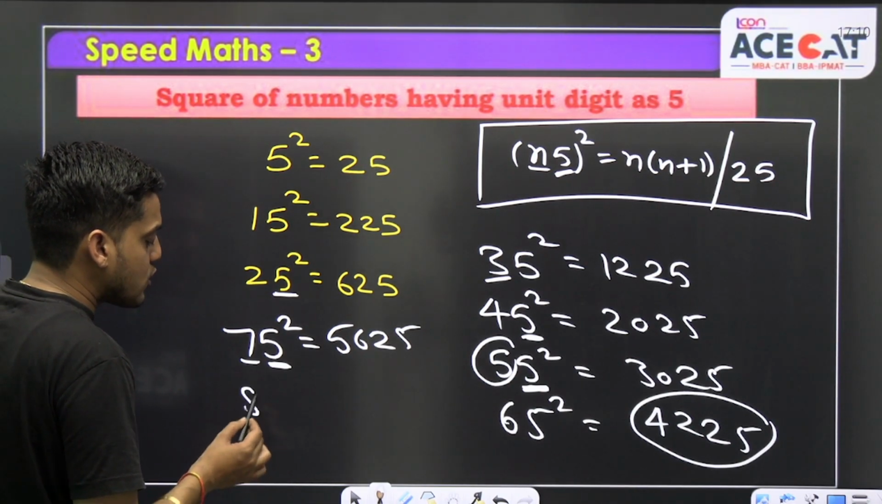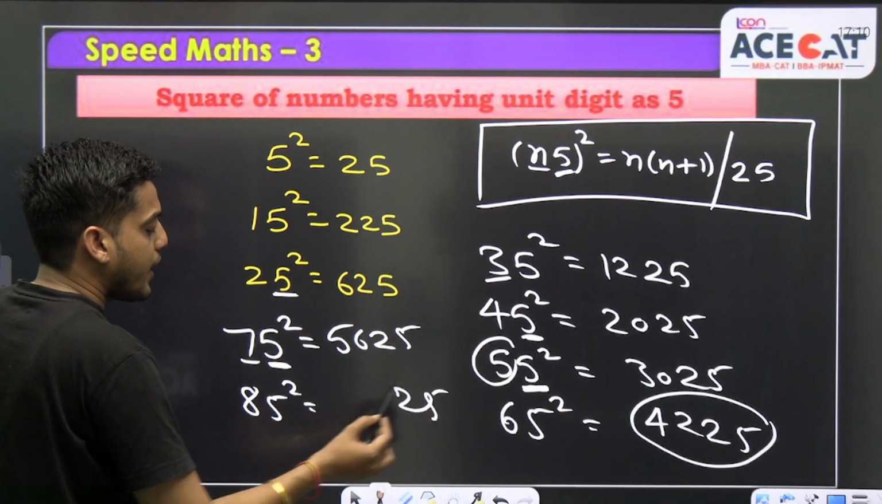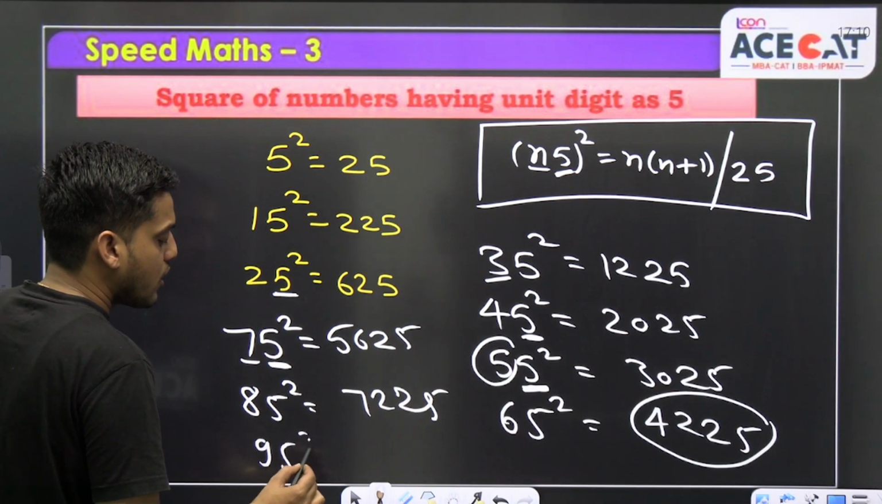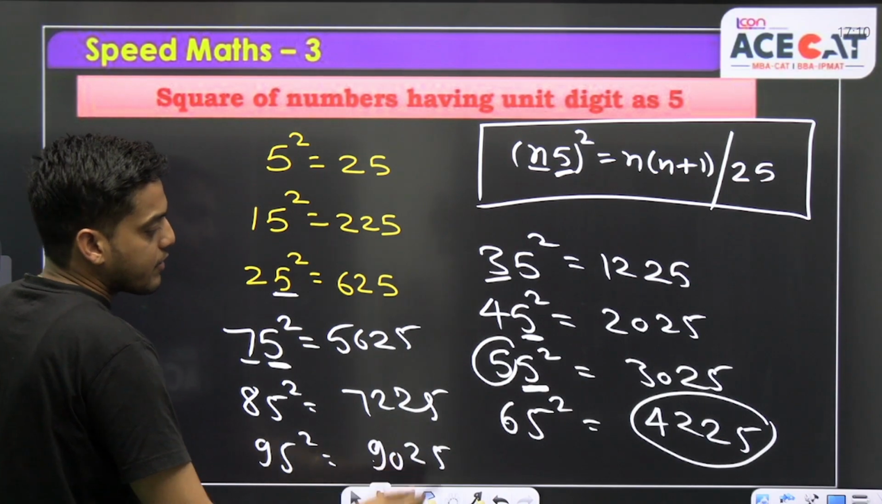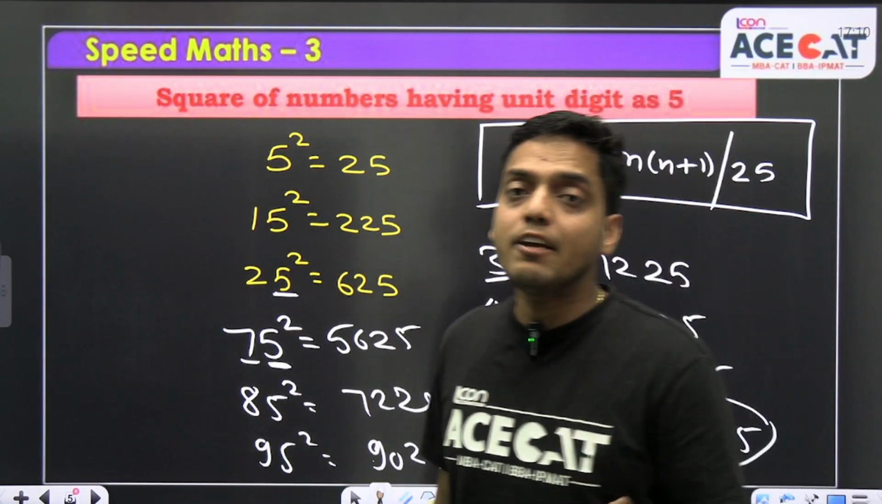If I tell you what is the square of 85, guys, 25 here, 8 9s are 72, that's it. 95 square, 25 here, 9 10s are 90, that's it. So these are the squares of those numbers, guys, which are ending with 5.